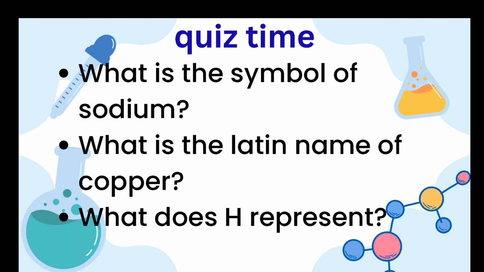Okay. Now before moving further, we'll have a little quiz, a little summary of what we have understood till now. Now you know what is the symbol of sodium. We know that sodium is derived from the Latin name natrium. So that's why its symbol will be Na. And what is the Latin name of copper? It is cuprum. And hence its symbol is Cu. And what does hydrogen represent? It represents one atom of the element.